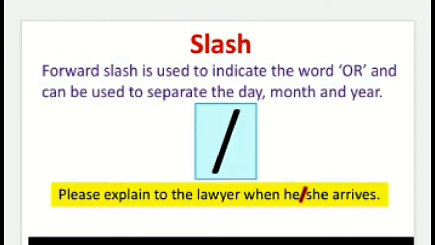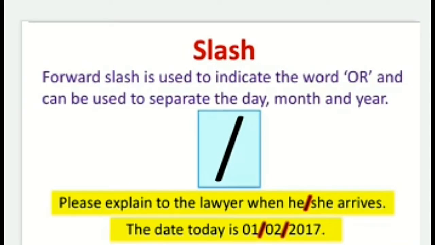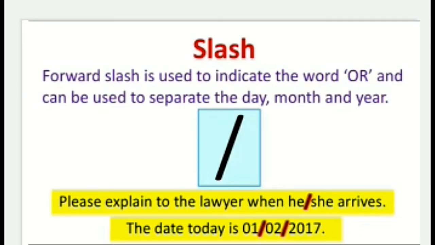For example, "Please explain to the lawyer when he or she arrives." Here we have "he or she", so for that we can use a slash: "he/she arrives." For the other example, the date: today is 1/2/2017, the day, month and year. For this we can use a slash.